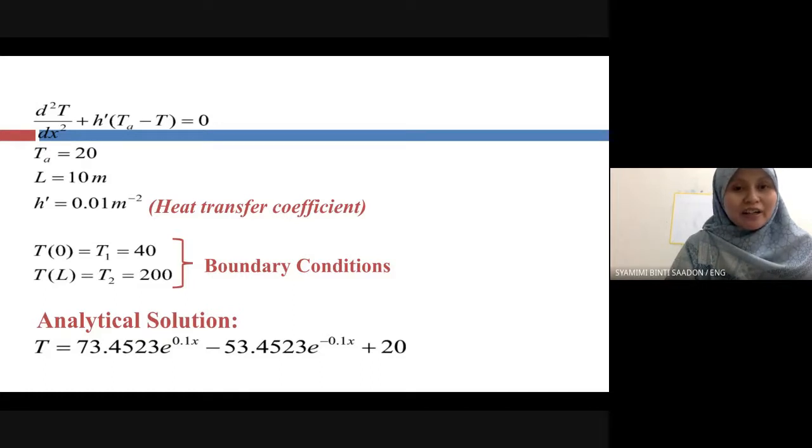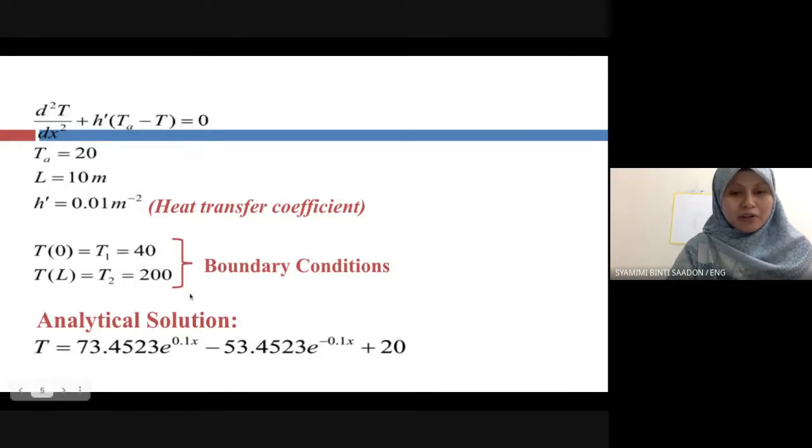H prime is the heat transfer coefficient, in meter square per second, and TA is the ambient temperature, and L is the distance of the rod, 10 meter. So this is a general heat transfer equation.